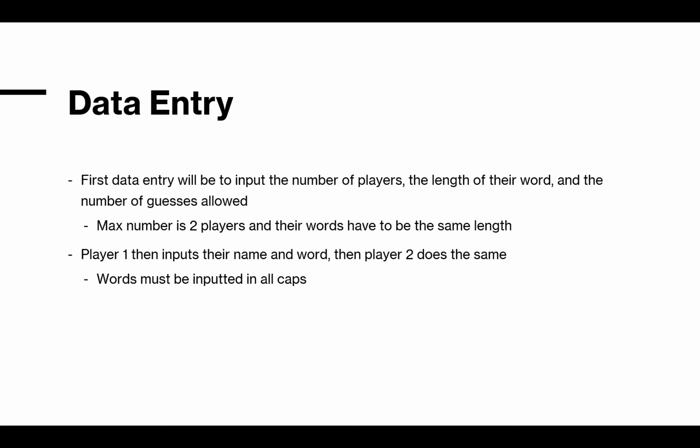So the first data entry will be the input: the number of players, the length of the word, and the number of guesses allowed. In my game, there's a max of 2 players, and the words have to be the same length. Player one inputs their name and their word, and then player two does the same. The words must be inputted in all caps. In the games I designed, the words have to be inputted in all caps.